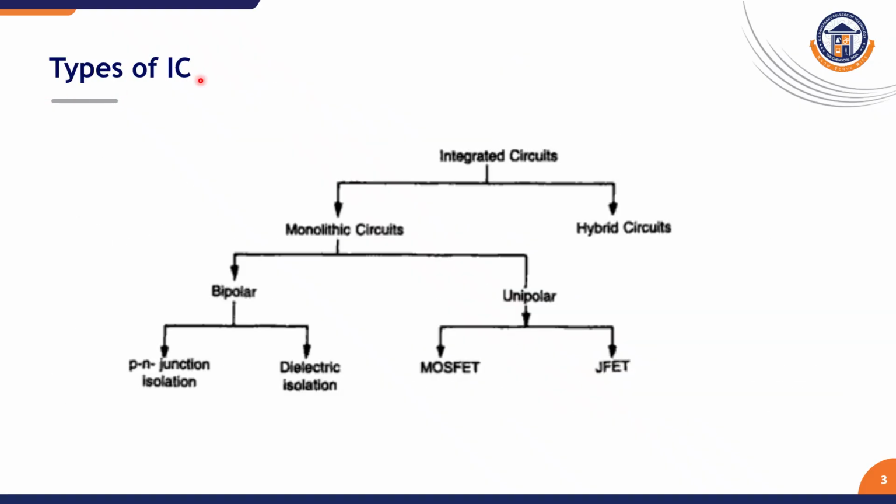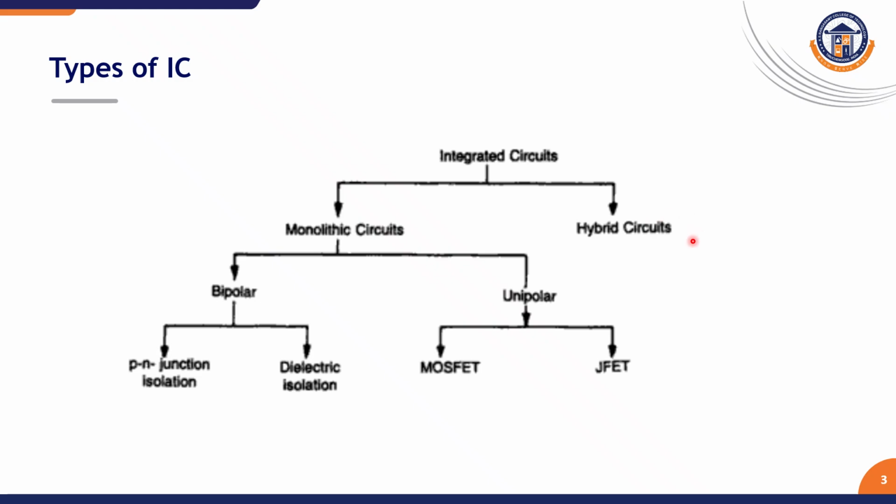Types of IC. On the basis of fabrication process used, integrated circuits are classified into monolithic circuits and hybrid circuits. The word monolithic means single stone. In monolithic circuits, the various components like transistors, resistors, capacitors, and diodes are fabricated in a single chip of silicon, and the interconnections between the components are made by the metallization process.